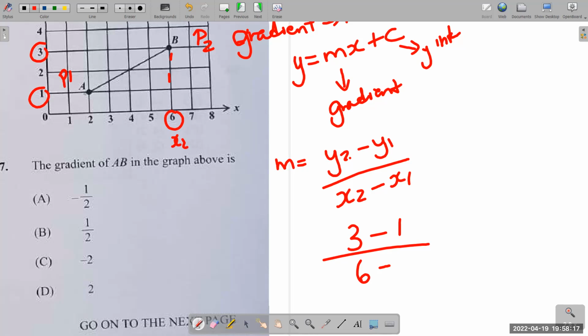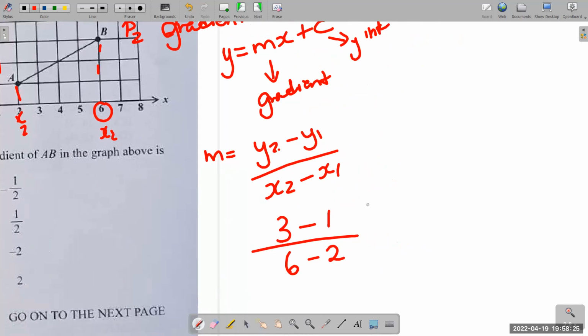y x2, sorry, what is x2? 2? So what are we going to end up with? We're going to end up with 2 over 4. And we don't leave fractions like this, right? So what do we do? We break it down. This is the same thing as 1 over 2.